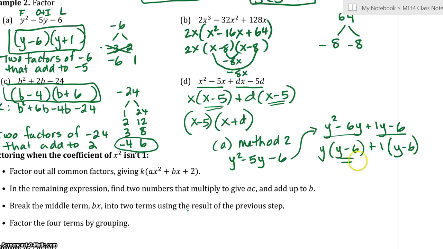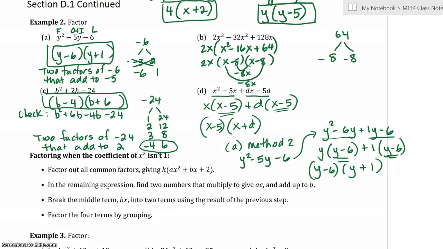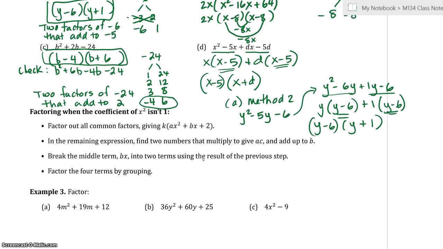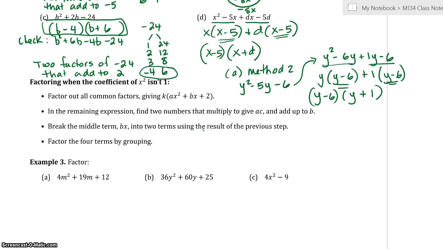So then notice how a y minus 6 is common. And what's left over, if I divide the y minus 6 in the first, I get a y. Divide the y minus 6, put a plus. And divide a y minus 6 in the second one, I get a 1. And we have the same answer as before. So that's what example 3 is going to show you.